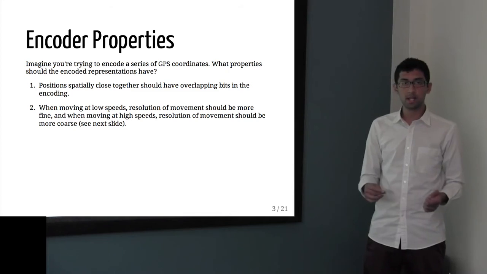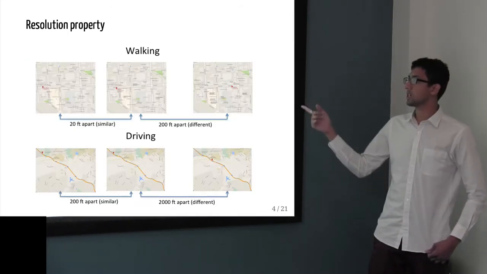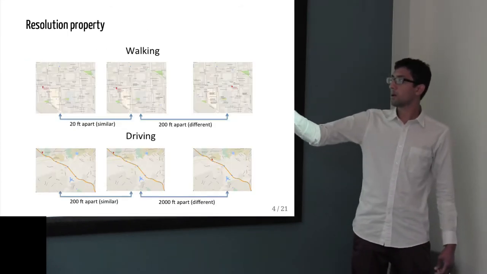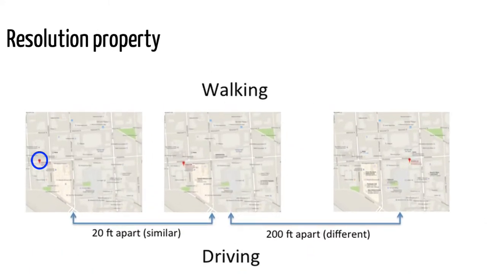If you go to the next slide, you'll see here's an example. If you're walking, moving from here to here isn't that big of a difference. They're 20 feet apart. The encoding should overlap in the bits. But if you're moving from here to here and you're 200 feet apart, that's pretty different when you're walking. Those are different positions. So the encoded representations should be very different. They should not have overlapping bits.